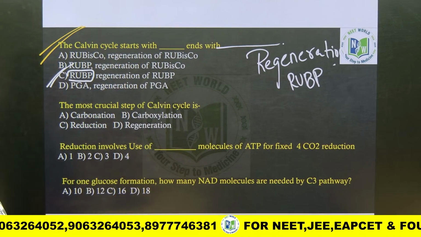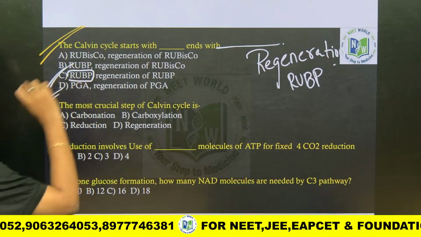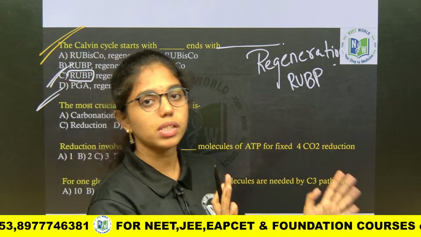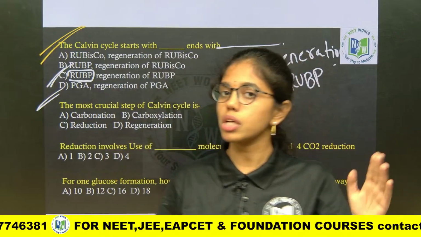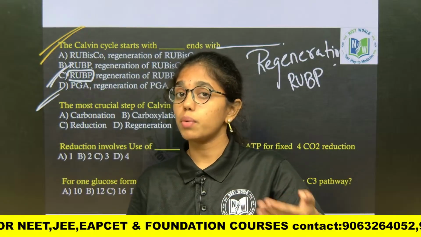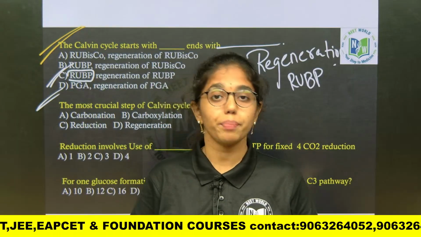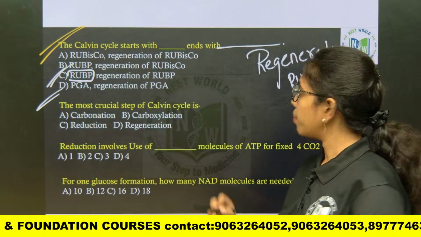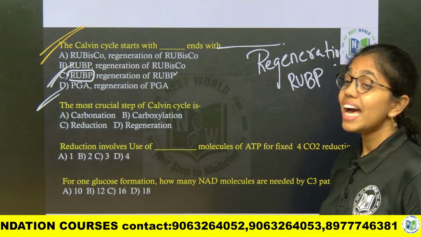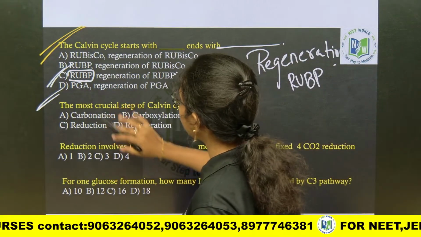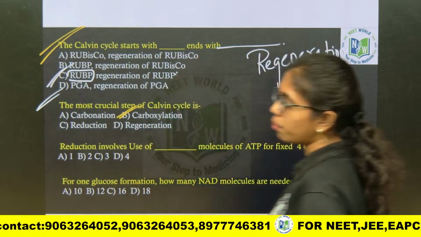The most crucial step of Calvin cycle, just now we have discussed. When the statement is given, the most crucial step of Calvin cycle, undoubtedly you have to choose carboxylation is the most crucial step. But if the question is like the most crucial step to continue the cycle uninterruptedly, if that is the statement, then you have to go for the option regeneration of RuBP. Clear, beta? So, here the most crucial step of Calvin cycle will be carboxylation.